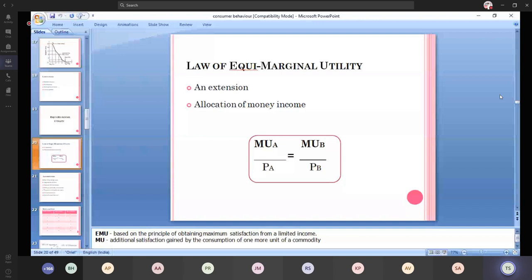Marginal utility of A is equal to the price of A. Likewise, for the second commodity, marginal utility of B is equal to the price of B. So a consumer spends some money for the second product, and the satisfaction which he receives from the second product B, and these are equal. The price spent for commodity B and the level of satisfaction he receives from commodity B are equal. Both are equal.